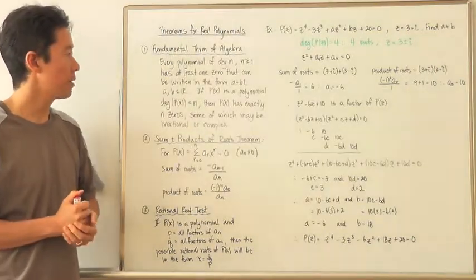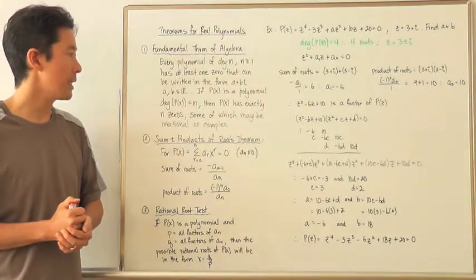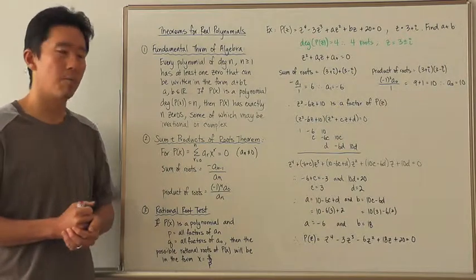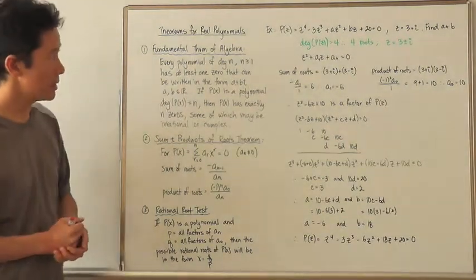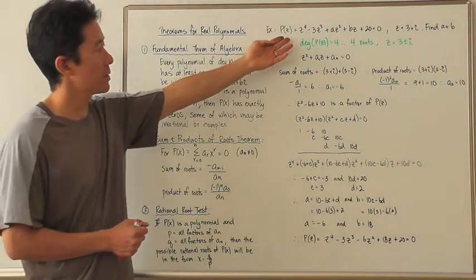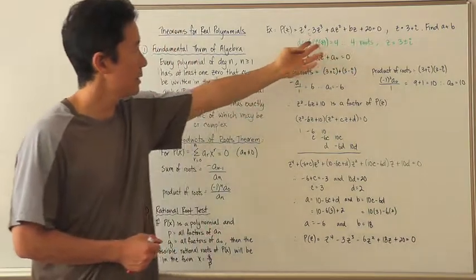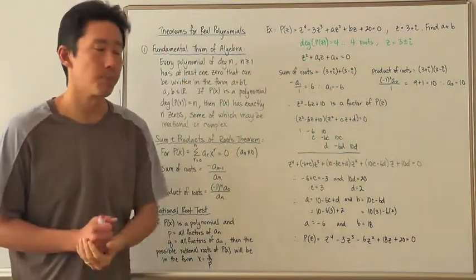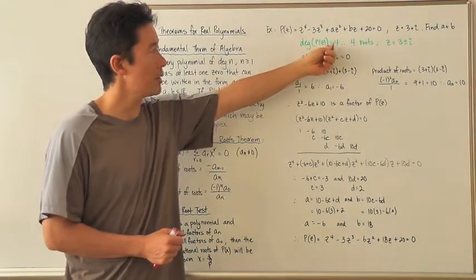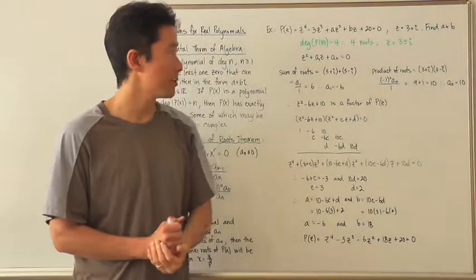If p of x is a polynomial with degree n, then p of x has exactly n zeros, some of which may be irrational or complex. Okay, so let's just go ahead and take a look at an example of this. Let's say, for example, we have this particular function here called p of z, set equal to 0, and it's a fourth degree. What that means is that if we take a look at the degree of p of z being 4, then there has to be 4 roots.